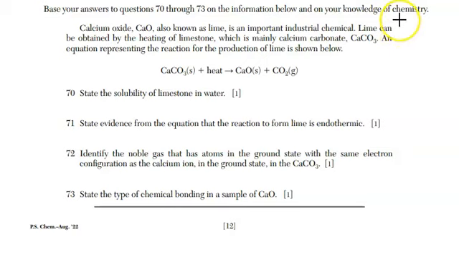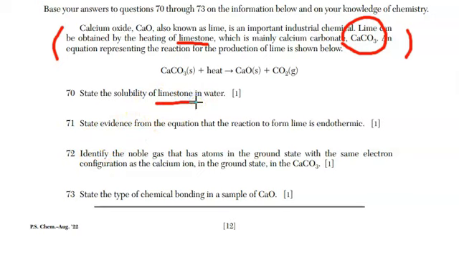Make sure you read a little bit at the top here about calcium oxide, also known as lime, and then we answer the questions. In 70, it says, state the solubility of limestone. Now you have to go into the reading passage, which tells you that calcium oxide, also known as lime, can be obtained from the heating of limestone, which is mainly calcium carbonate. We're looking for the solubility of calcium carbonate.